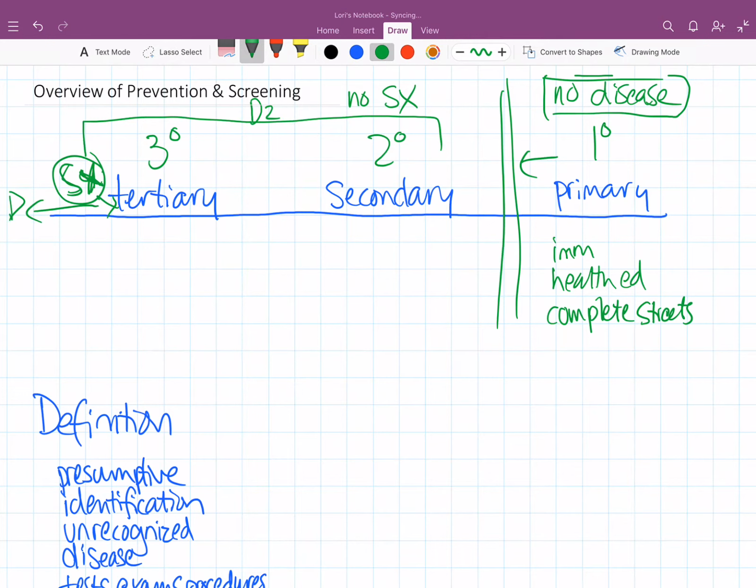So in secondary prevention, if they don't have symptoms, then how would you be able to do something for them? And so the primary thing that we do for secondary prevention is a thing called screening. And so that's how screening fits into the whole grand scheme of things. Tertiary is treatment.